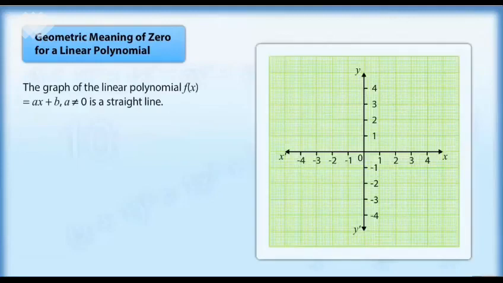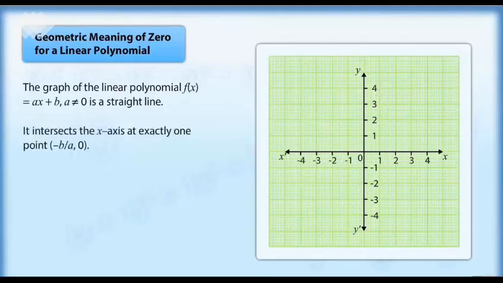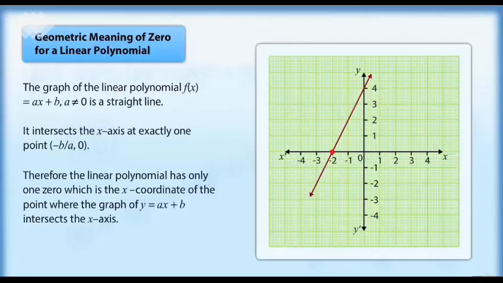What is the geometric meaning of 0 for a linear polynomial? The graph of the linear polynomial f(x) = ax + b, where a is not equal to 0, is a straight line. It intersects the x-axis at exactly one point, (-b/a, 0). Therefore, the linear polynomial has only one zero, which is the x-coordinate of the point where the graph of y = ax + b intersects the x-axis.